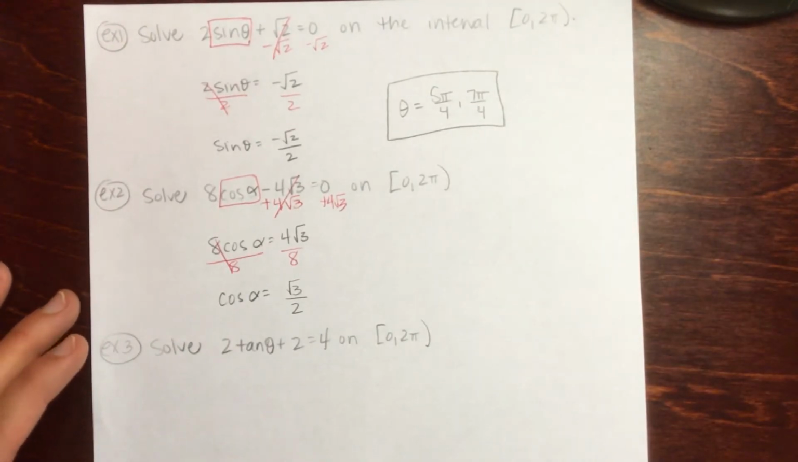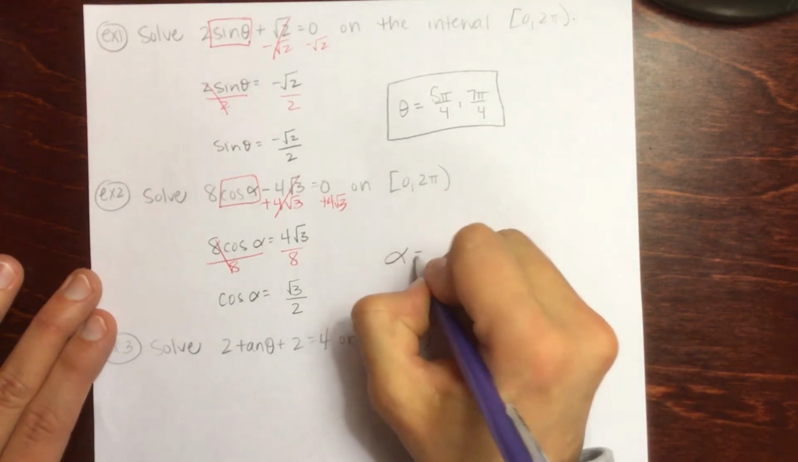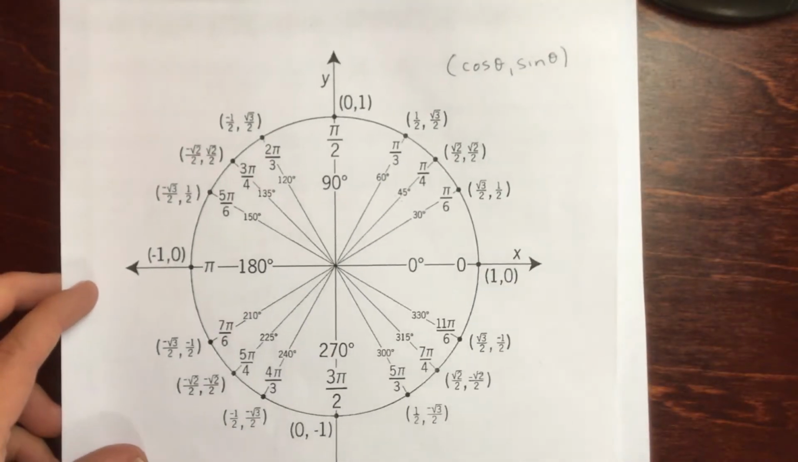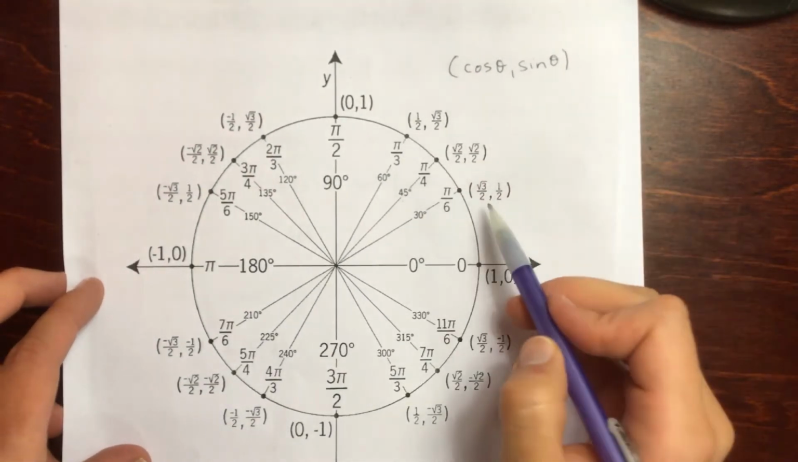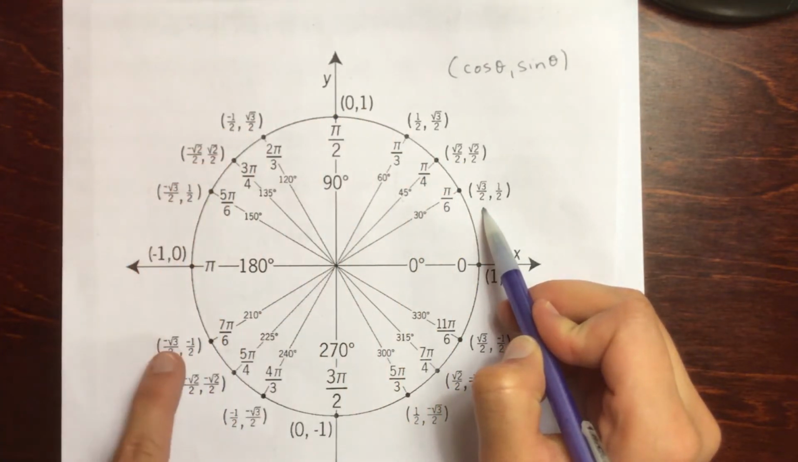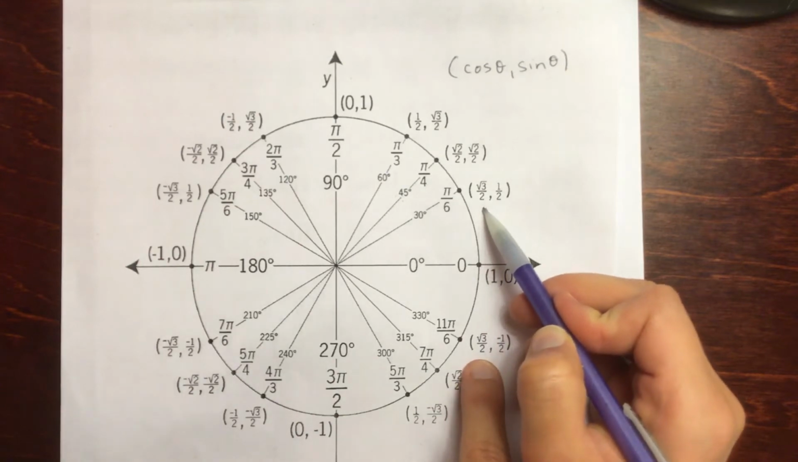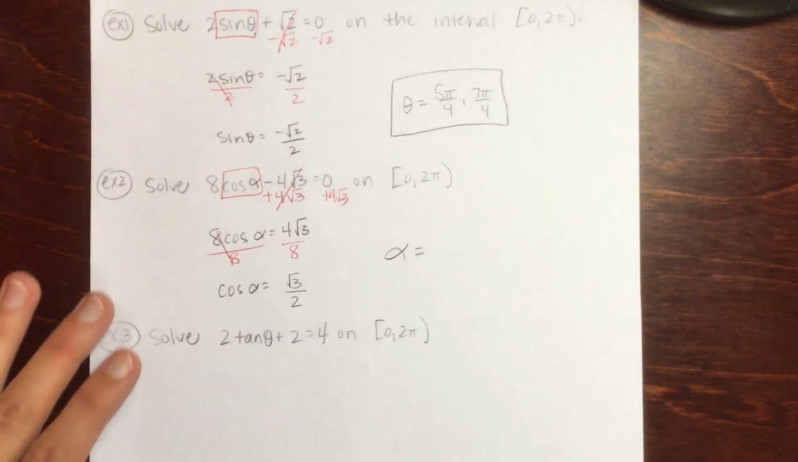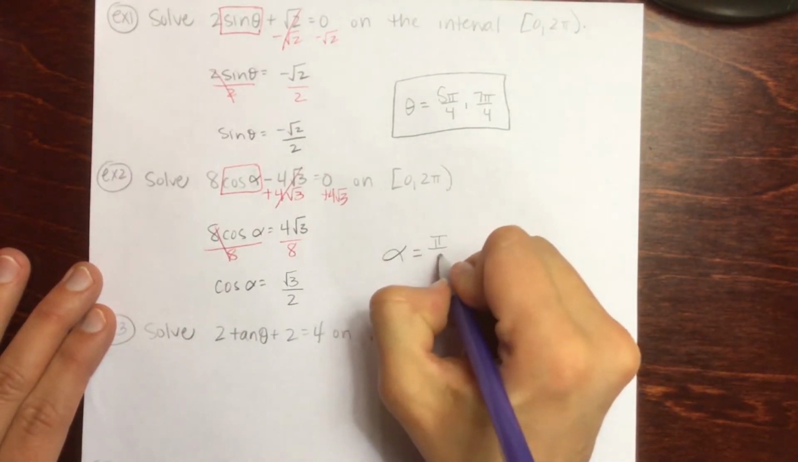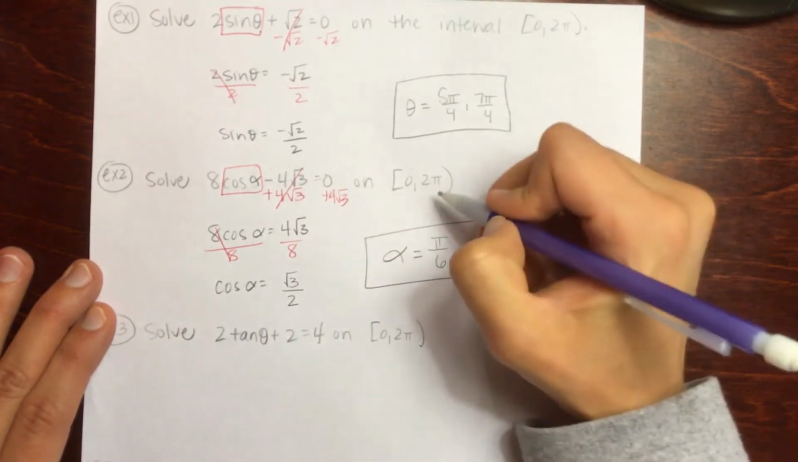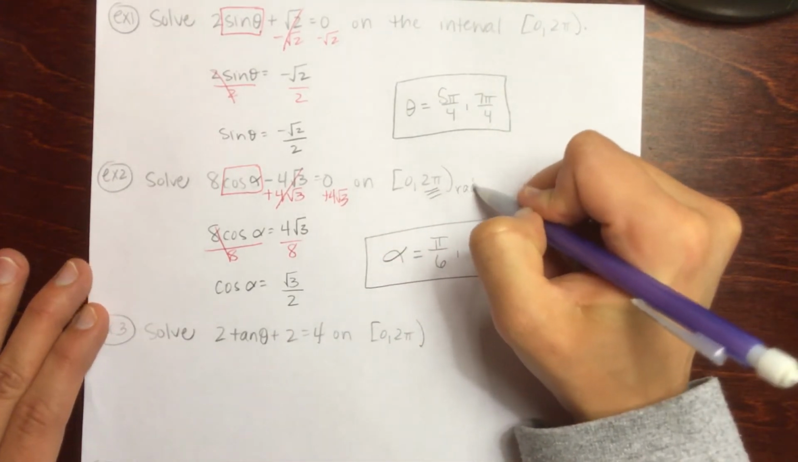And now I've done my first step, so now use your unit circle to figure out what are my actual angles. Where is cosine equal to positive square root 3 over 2? Cosine is the x piece, so where's my x piece? Oh, there's one. Equal to positive square root 3 over 2. And that occurs at pi over 6 and 11 pi over 6. Your answer should be in radians for all of these. You'll notice that they all say 0 to 2 pi, so that means we're in radians.